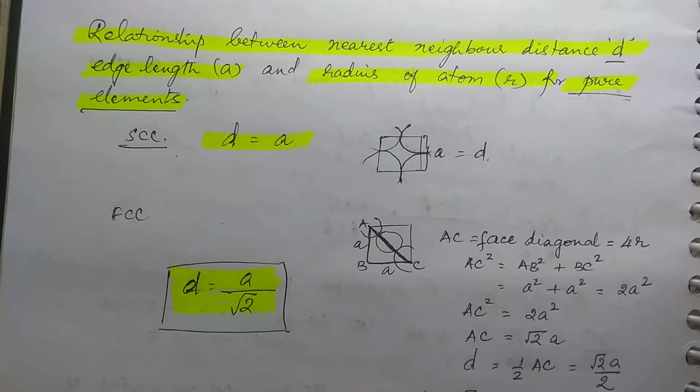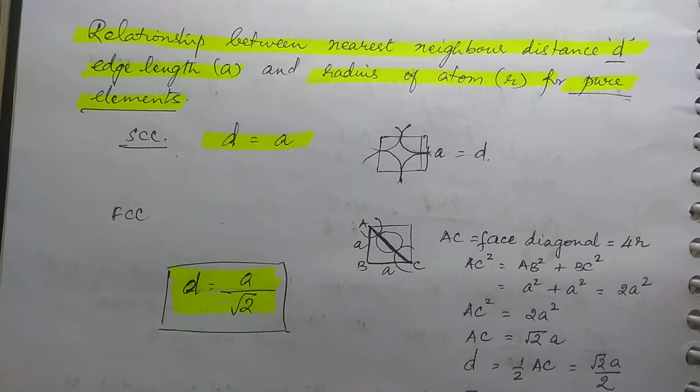Yes, now let us see what is the relationship connecting nearest neighbor distance, edge length, and radius of the atom for pure elements. It's not a compound, they are all pure elements. Whether it is simple cubic, face centered or body centered, whatever be the lattice, what is the relation connecting these three? Now what is D? D is nothing but nearest neighbor distance.